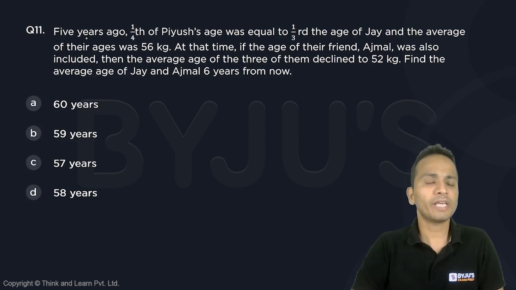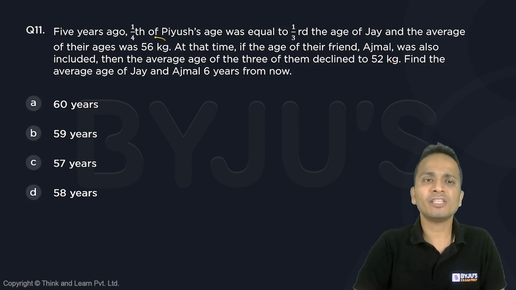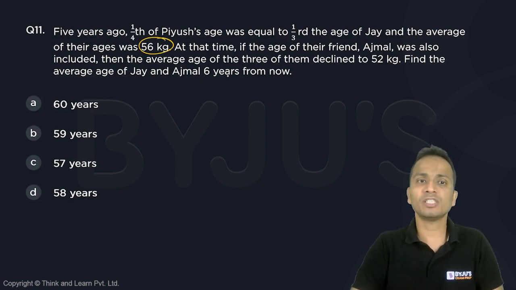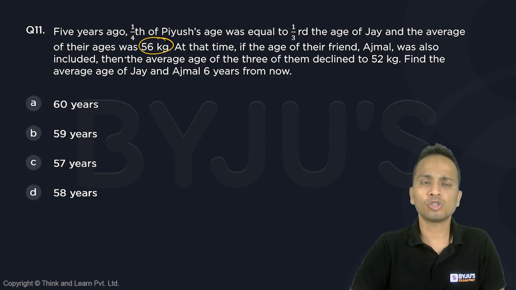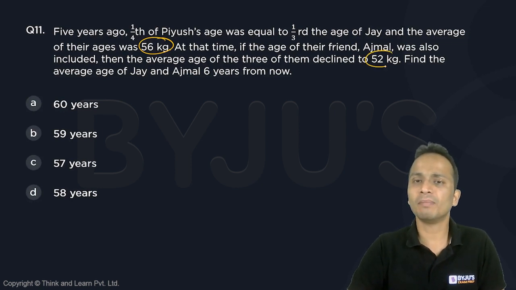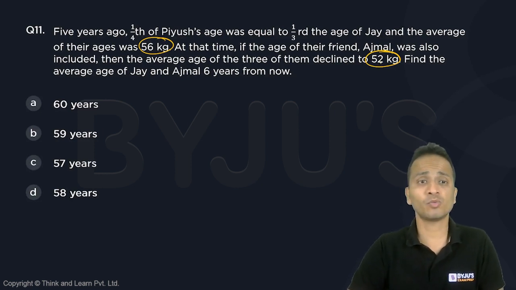They're asking, 5 years ago, there's some relation between the ages of Piyush and Jay given. Using this relation, you can find out the ratio of their ages, and their average is also given at the same time, which is 56. Now, at the same time, if the age of their friend Ajmal was also included, then the average will become 52. So from here, using the previous equations, we can find out the age of Ajmal as well.